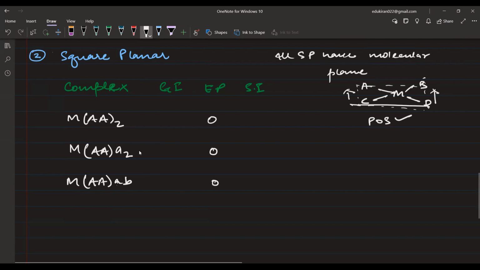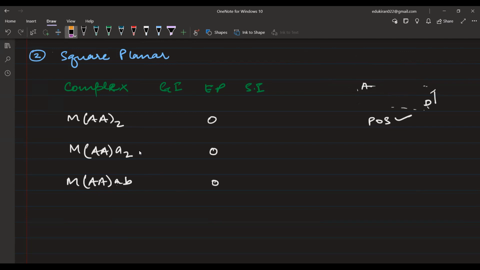Now let us look at the different complexes and try to interchange the ligands. So the first case is what? M, AA, and AA. Now in this case, as you can see here, we have the same type of ligand. We have only one type of bidentate ligand.